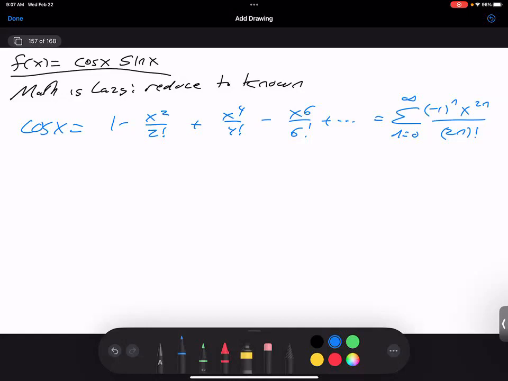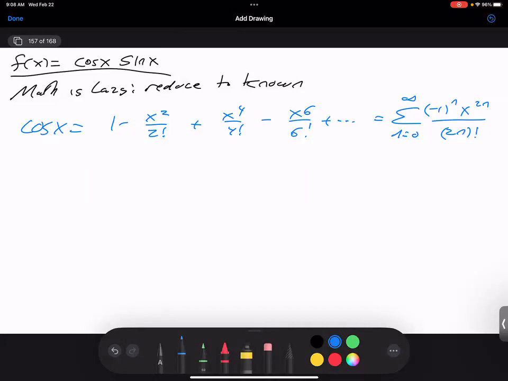What you notice is when you take derivatives, cosine goes to negative sine, negative cosine, and then sine, and the derivative of sine is back to cosine. So it's cyclic with period 4. This is why you have 1, 0, -1, 0, 1, 0, -1, 0. Notice that all the odd powers have a 0 in front of them.